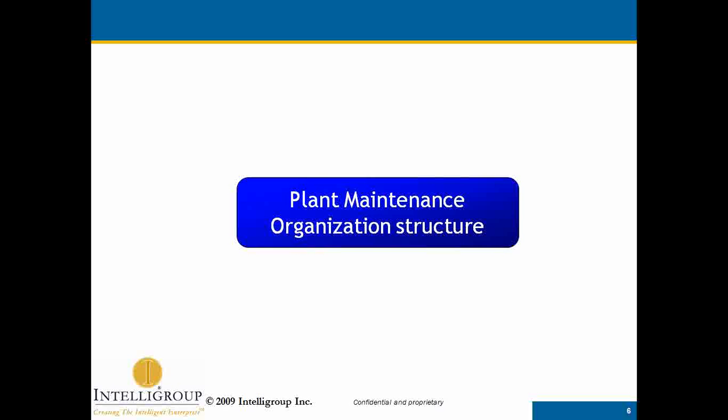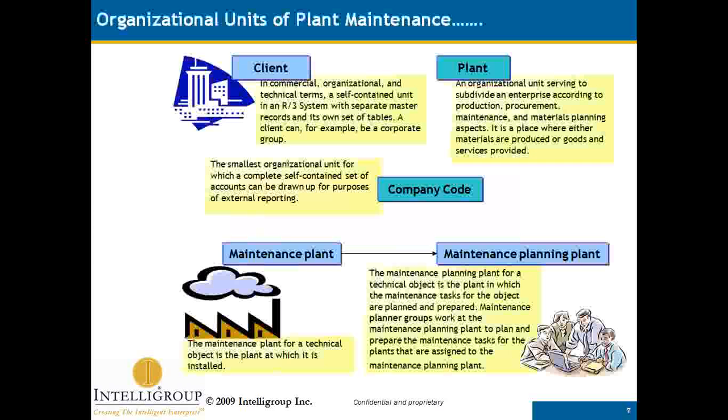Whenever it's possible, you can try a Google search on how plant layouts look, so that you will understand what is inside the four boundaries. That plant, how will we bring it as an organization structure in plant maintenance? As you know, the client is the topmost level in SAP. Then comes the plant. If the plant is defined by material management, the same plant we will declare as a maintenance plant as well as a maintenance planning plant.